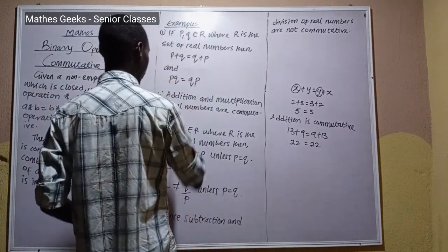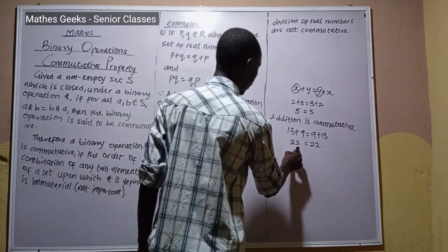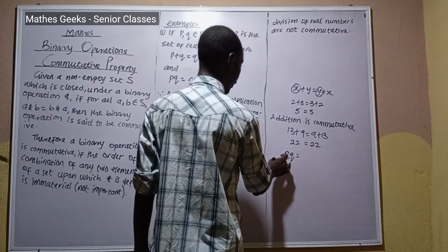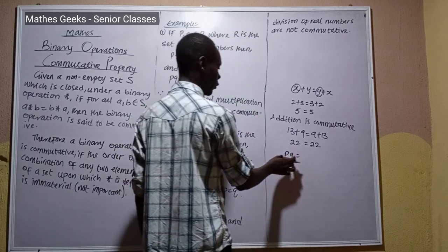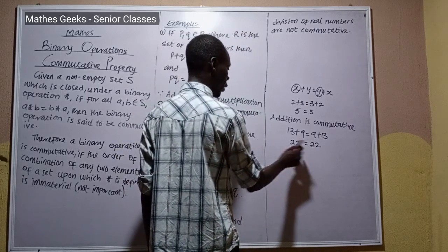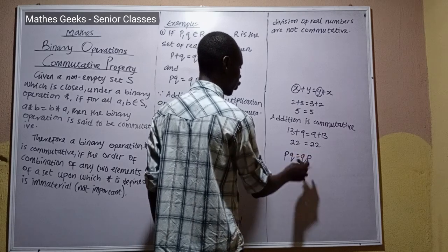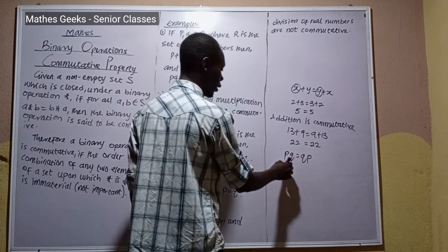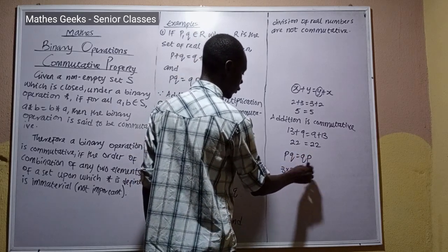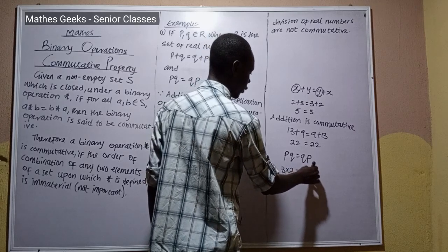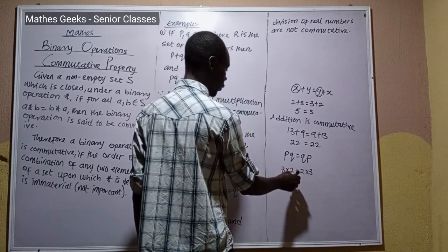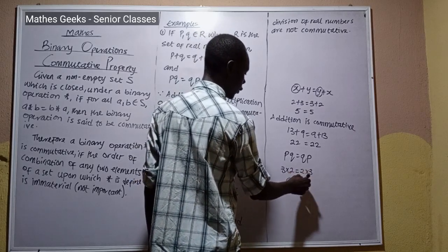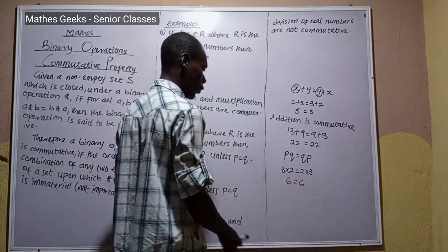And let's look at multiplication. With P and Q, if you change the order, in this case P comes first before Q, are we still going to get the same answer when Q comes first? Let's find that. 3 times 2 is the same thing as 2 times 3. 3 times 2 is 6. 2 times 3 is going to give us 6. Yes, we got the same answer.